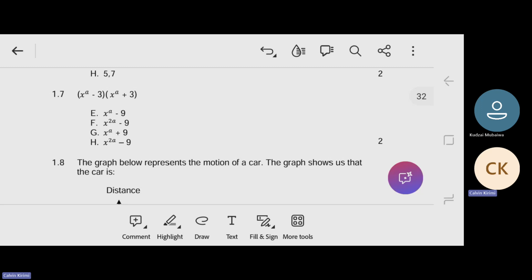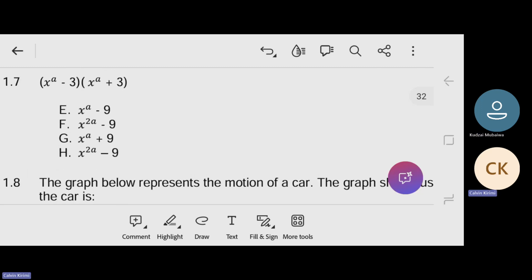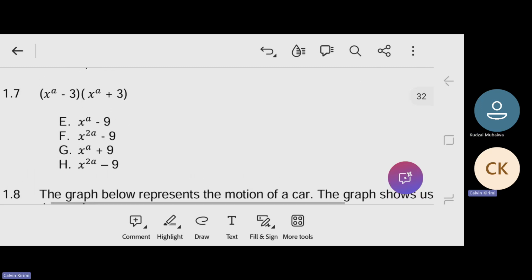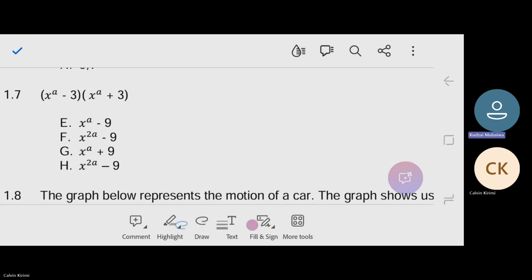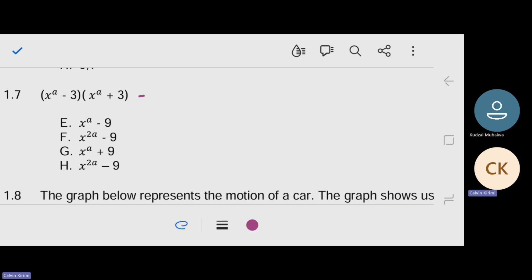Let's solve those exponents. We are given those two brackets, expand 1.7. So you write it as x to the power a, plus 3, multiplied by x to the power a, minus 3, multiplied by x to the power a.